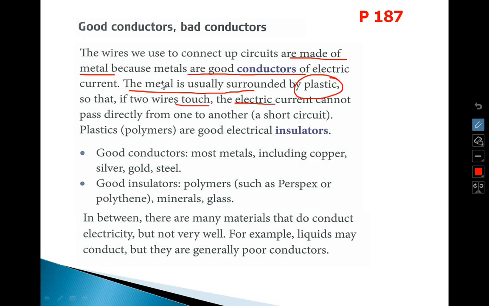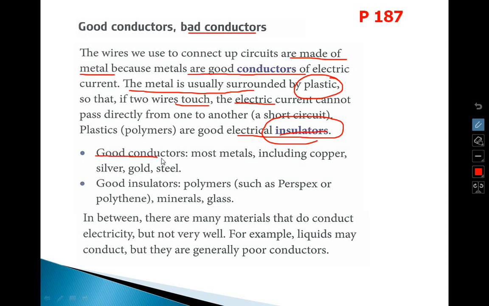So here the wire itself is a very good example of good conductors. The plastic here is another example, of an insulator, or bad conductors. On the other hand, the plastic here is a good electrical insulator, or bad conductor. So we have two types of material here.